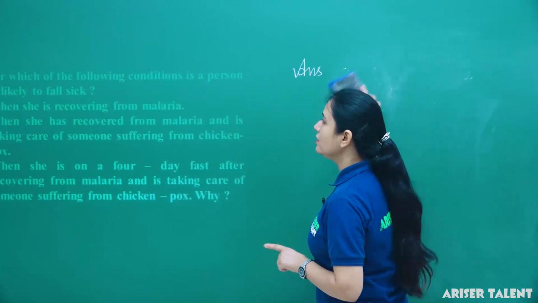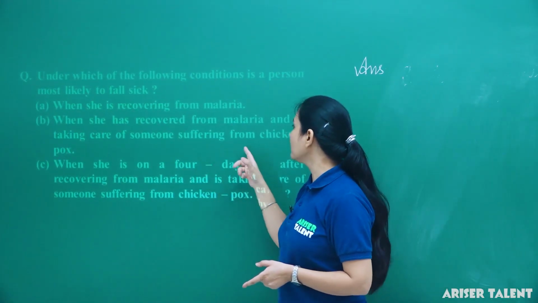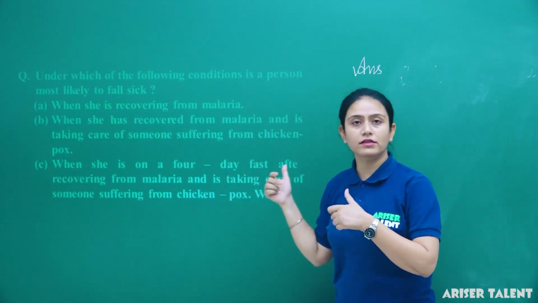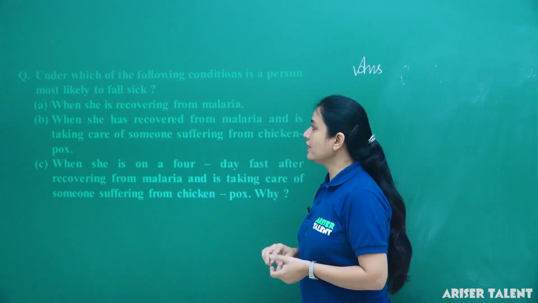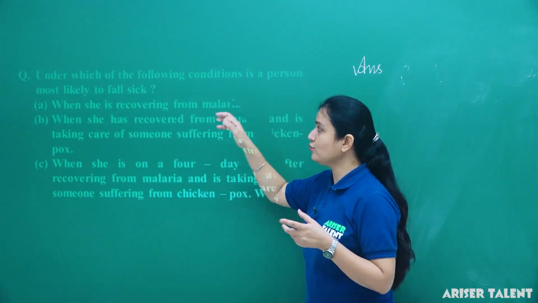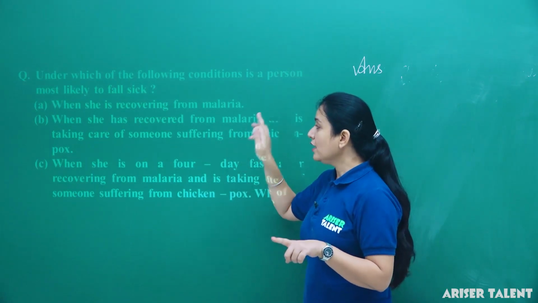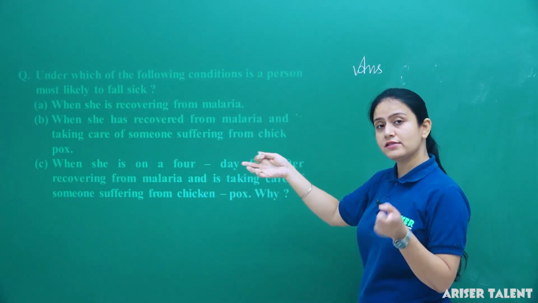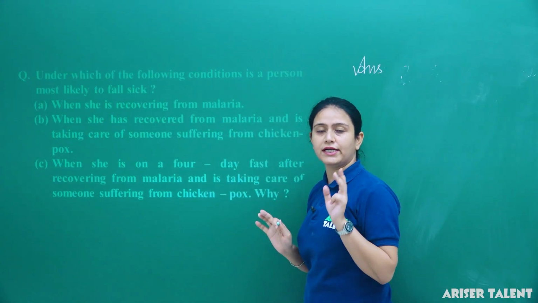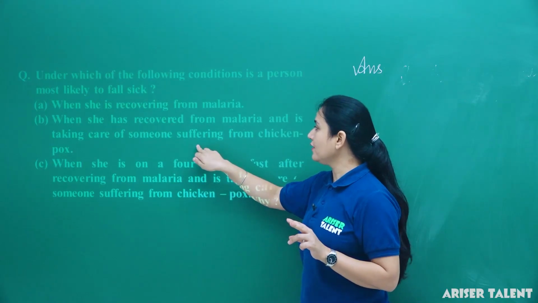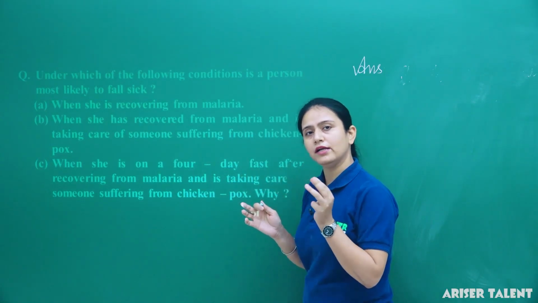Next is, when she has recovered from malaria and is taking care of someone suffering from chickenpox. Here the condition is a little bit matching with the given statement that the person is likely to fall sick. Why? Because someone has suffered from malaria, okay, now has recovered. If someone has recovered, then now he or she is perfectly fine. Then if someone is suffering from chickenpox and she is taking care of them, then it's totally fine.